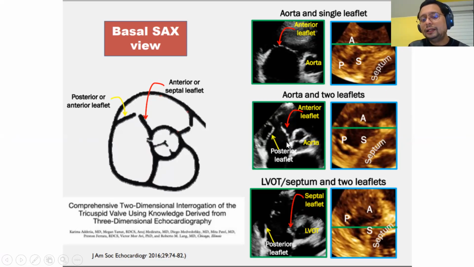If you tilt a little bit and you see two leaflets here that are almost the same size, this is anterior and this is posterior. If you tilt a little bit more and you start to see the left ventricular outflow tract, this is septal and this is posterior. So it depends on how you tilt. Most of the time you will see this: if you see this, simple, anterior, posterior. If you see one big one, anterior. If you start to see the LVOT, that is actually septal and that is posterior.